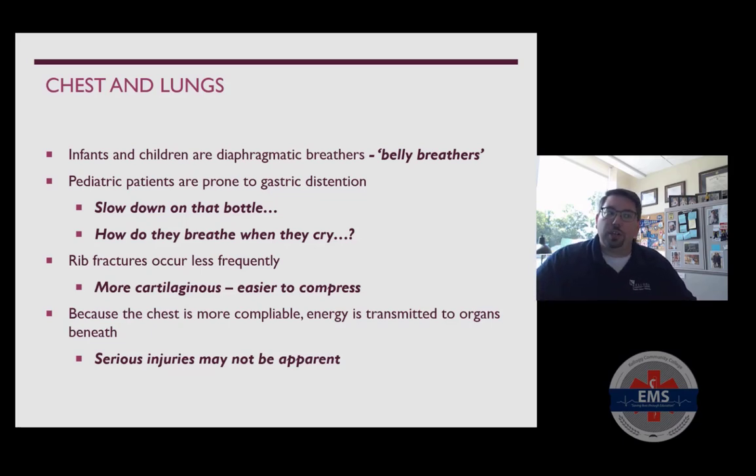Rib fractures, again, occur less frequently. And again, there's a lot more cartilage there, so it's easier for them to compress, but it can transmit that energy into the organs beneath, especially to the lung tissue. Things like pulmonary contusions or lacerated liver or spleen are very common when we're dealing with the chest and abdomen.